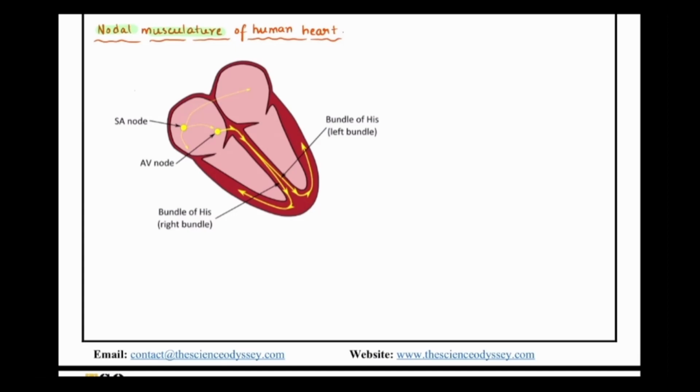So this chamber over here is the right atrium. The lower one is the right ventricle. This side is the left atrium, and the lower one is the left ventricle. The left atrium and left ventricle are responsible for circulating the oxygenated blood, whereas the right atrium and the right ventricle are responsible for pumping and circulating the deoxygenated blood.